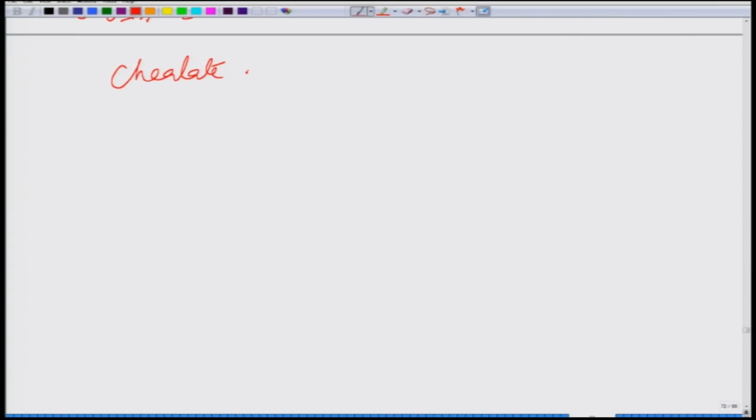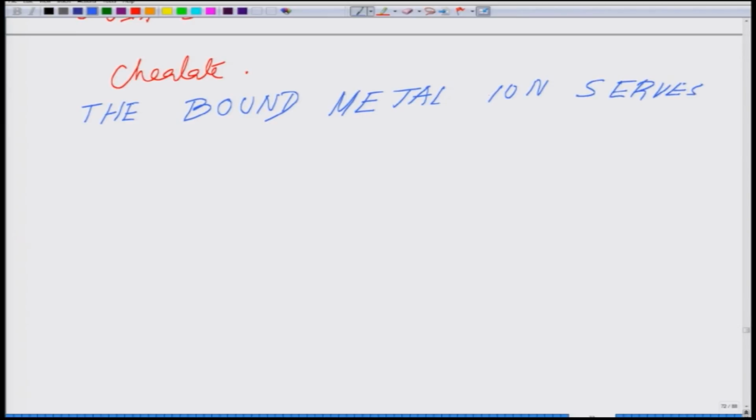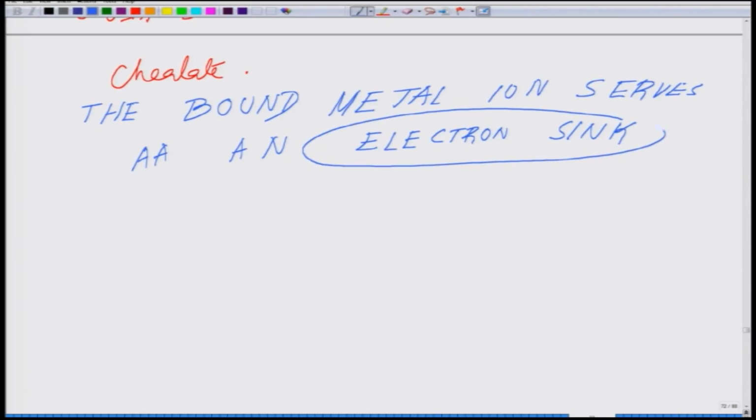Okay. The bound metal ion. So, this is the most critical thing, and I wish you guys kindly take a close look on this. The bound metal ion serves as an electron sink. This is critical. It serves as an electron sink during catalysis.